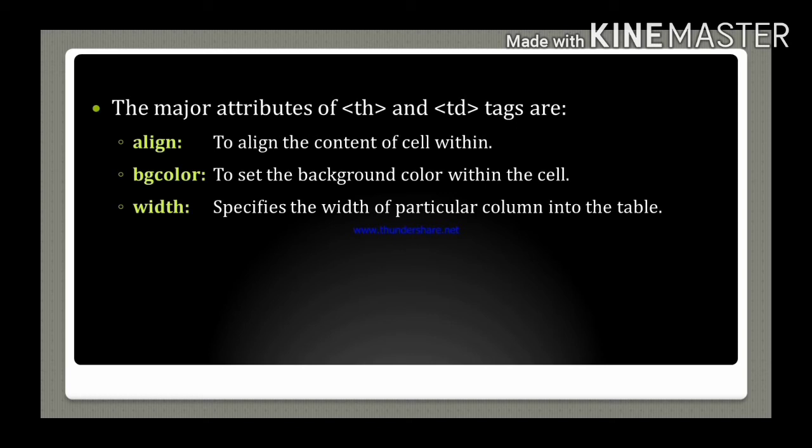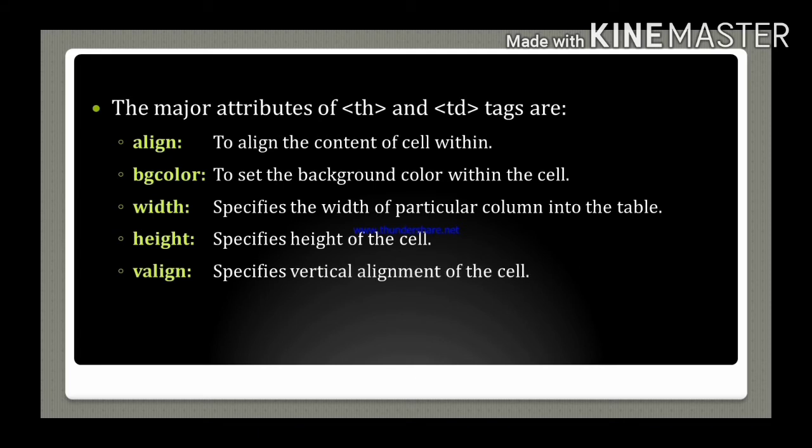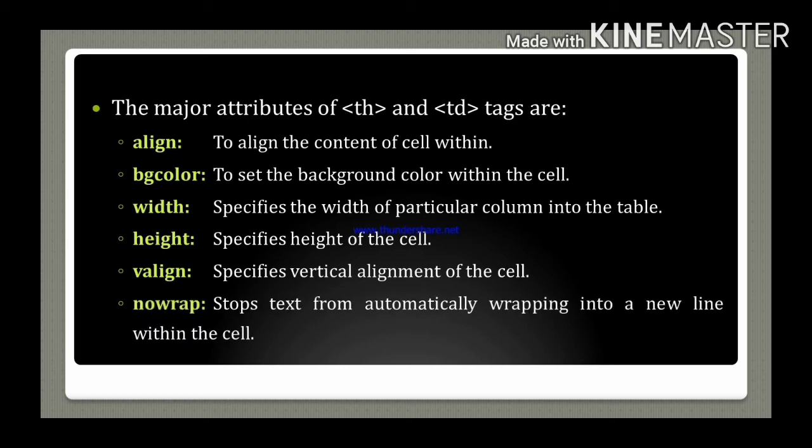Next is height, that specifies the height of the cell. Valign specifies the vertical alignment of the cell, means whatever text content we have added, how that text content will be displayed if the cell has a greater height. Nowrap stops the text from automatically wrapping into a new line within the cell.